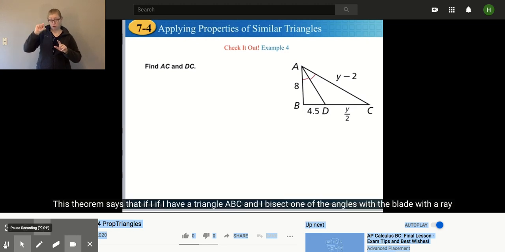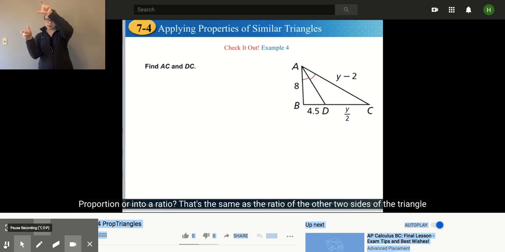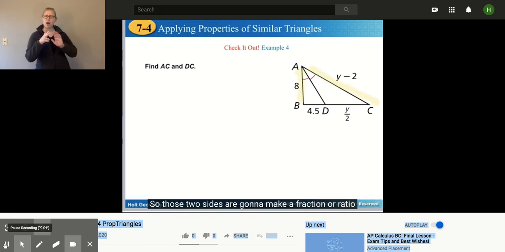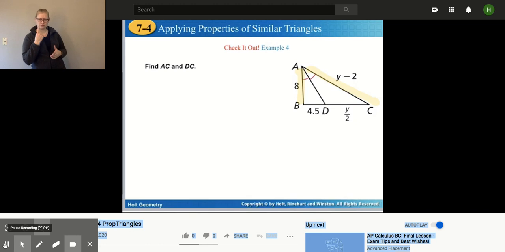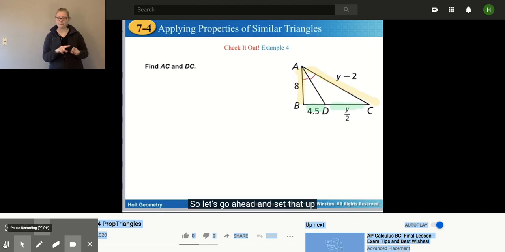And this theorem says that if I have a triangle, ABC, and I bisect one of the angles with a ray, that when that ray hits the other side, it splits that segment into a ratio that's the same as the ratio of the other two sides of the triangle. So that's kind of cool. So I'm going to highlight these just to help us identify. Those two sides are going to make a fraction, a ratio that's the same as these two pieces that it cuts on the third side. So let's go ahead and set that up.